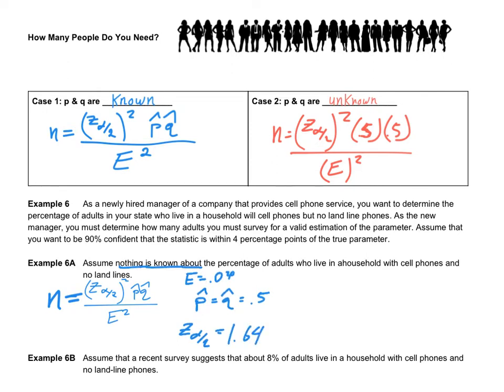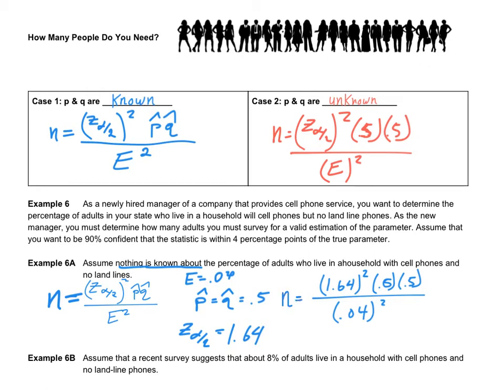So this problem really just becomes an arithmetic problem of typing these values in. I'm just going to do some simple substitution here. It's going to be 1.64 quantity squared times 0.5 times 0.5 all over 0.04 quantity squared. And this should give me a value of n.